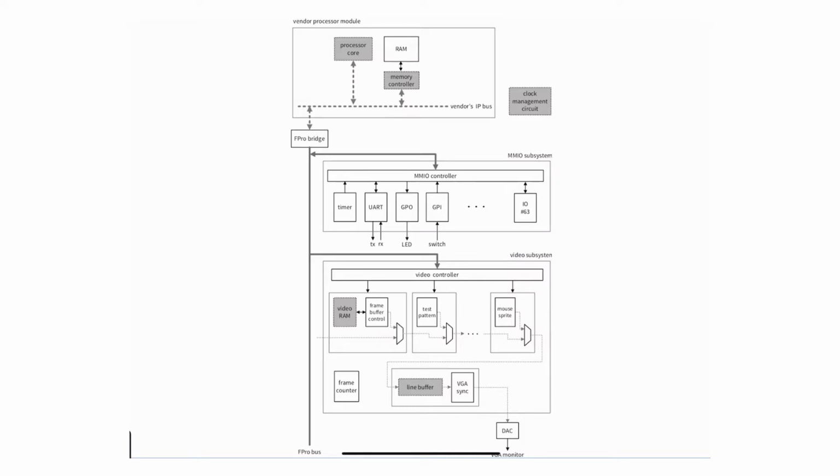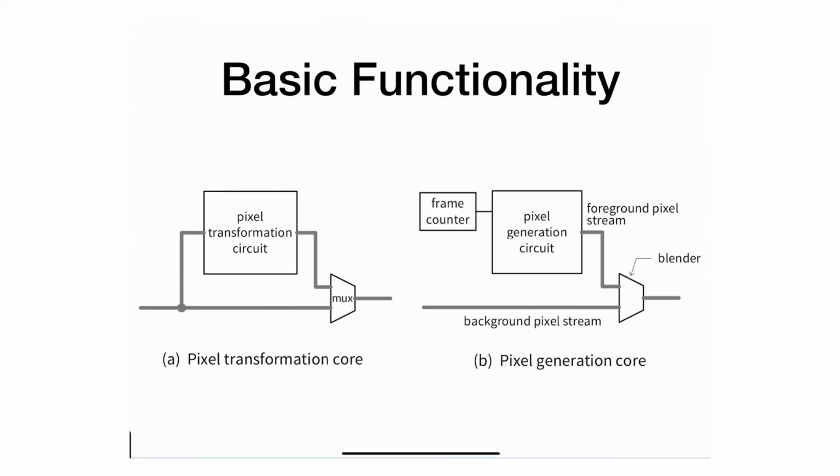So if you take a look at the possible functionality for any core, it can be divided into two. It's either a pixel transformation core or a pixel generation core. In a pixel transformation core, you get pixel information in, and then it goes to a certain circuit. That circuit actually changes that pixel value and then generates an output, and that output can be outputted all the way through outside the core.